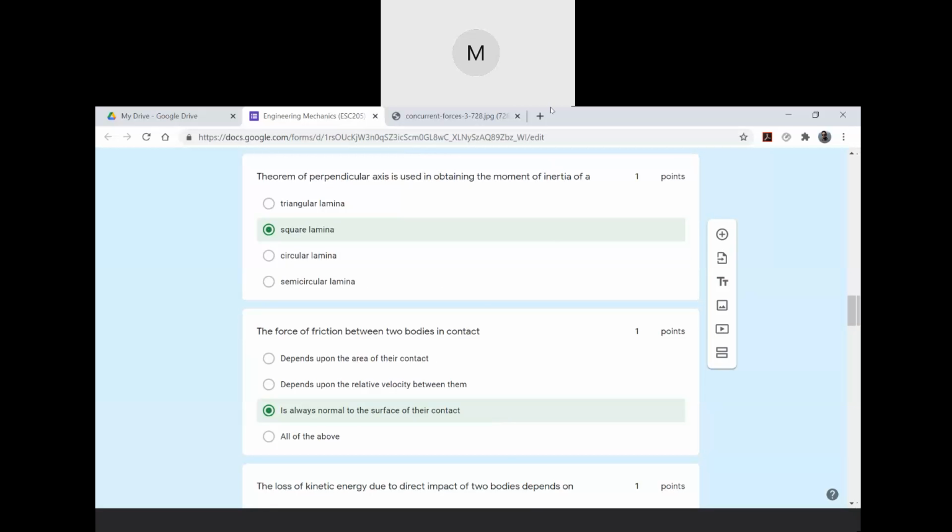Now the next one. The theorem of perpendicular axis is used for obtaining the moment of inertia of a square lamina. Next is the frictional force between two bodies in contact. It is always normal to the surface of contact. That means what?